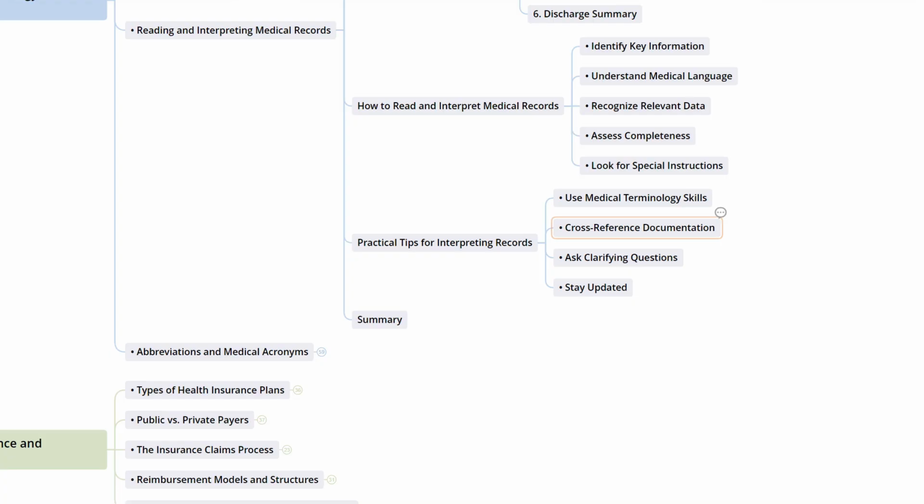Next, ask clarifying questions. When information is ambiguous, consult clinicians if possible. Next, stay informed. Keep current with medical terminology, anatomy, and coding guidelines to interpret records accurately.